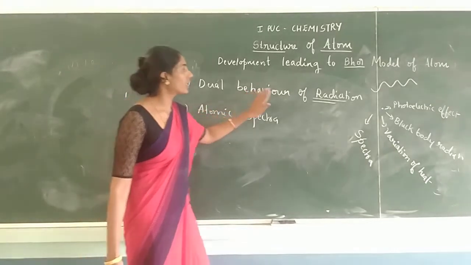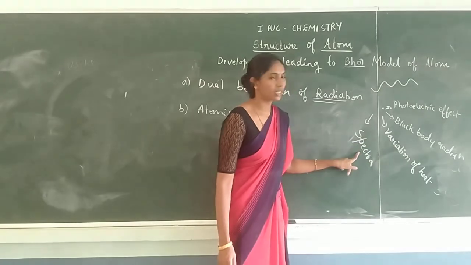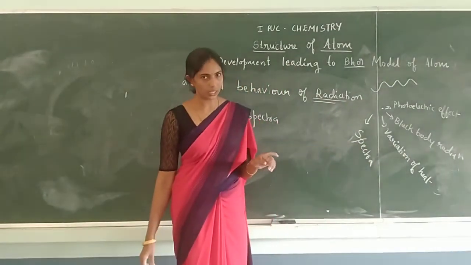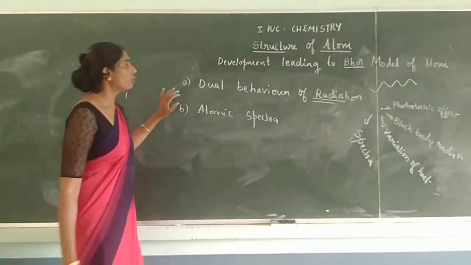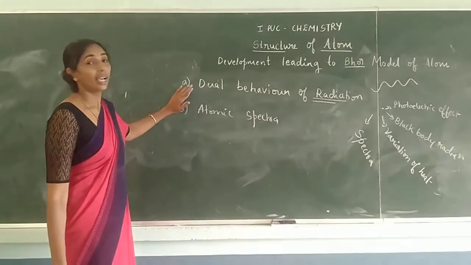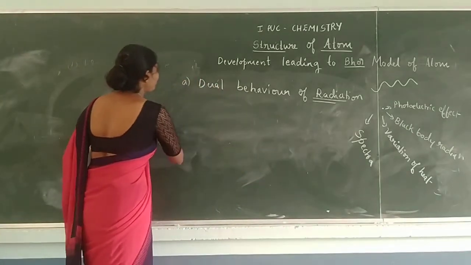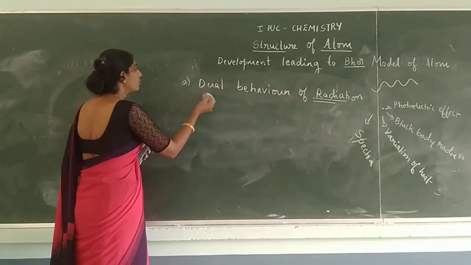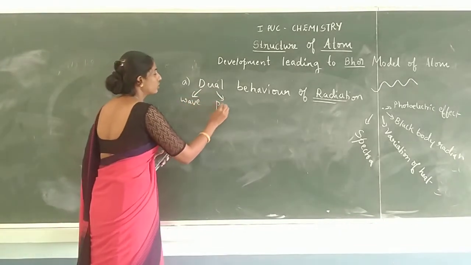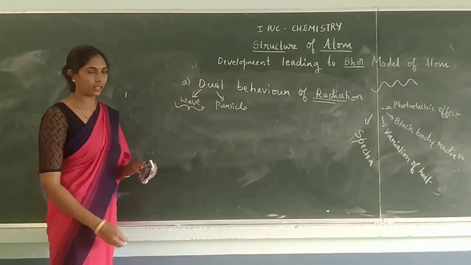In the dual behavior of matter, we have the photoelectric effect, black body radiation, variation of heat and the spectra, and here the wave nature of the radiation. So here we will study step by step. First, the dual behavior, in that the wave nature of light. In dual behavior, one is the wave nature and the other is the particle nature. So we will study the wave nature of the radiation first.